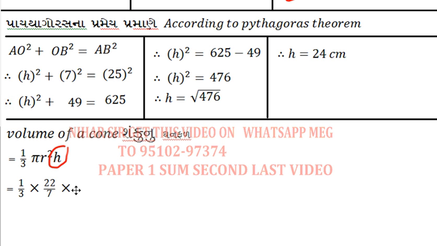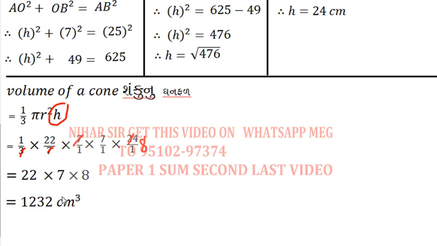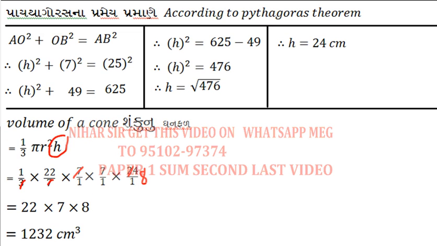So 1/3, 22/7, and h. So this is 22, 7, and 8. How I did this, so that's 7 7 cancelled. Now 3 8s are 24, so 22 7 8 is remaining, and that's 1232 centimeter cube is my volume. Okay, so let's go in next video.